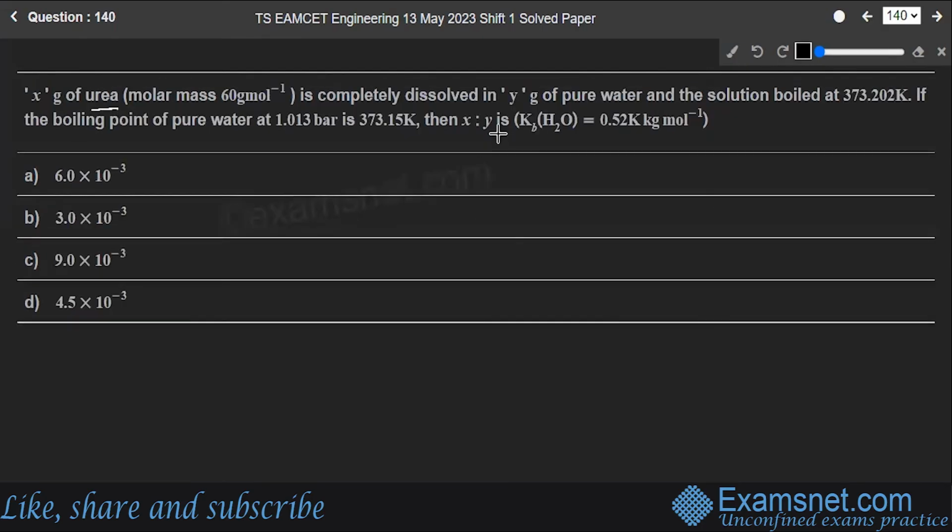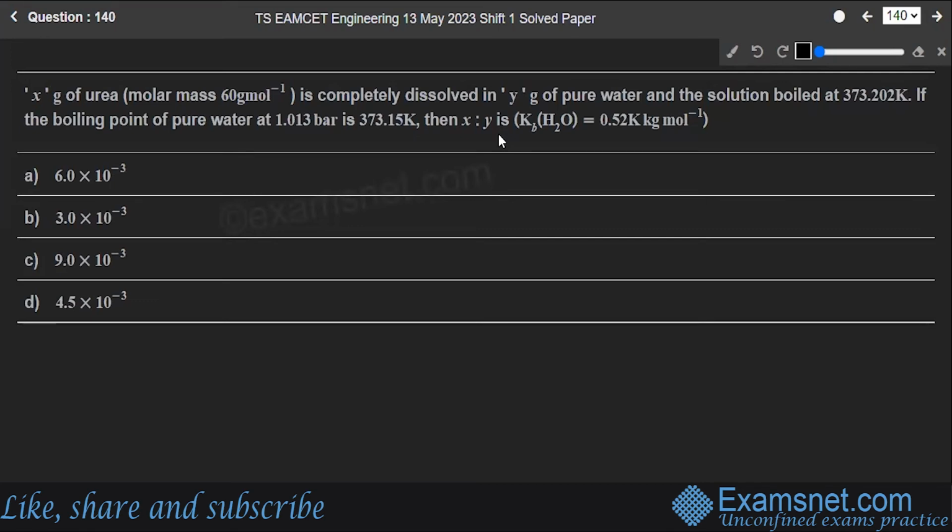X gram of urea molar mass is completely dissolved in Y gram of pure water and the solution is boiled at this temperature. If the boiling point of pure water at this pressure is this much Kelvin, then you have to find out the ratio of X is to Y. You have to take Kb for water as this.